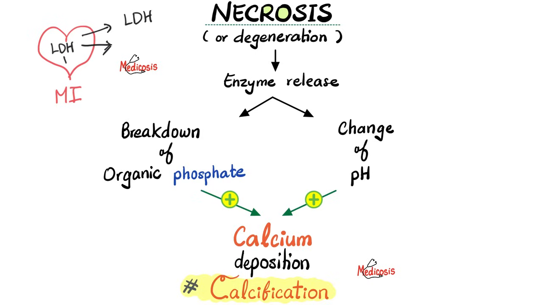LDH is going to be kicked out. How about Mr. Myoglobin? Kick it out, so it's going to increase in the blood. How about CKMB? Increases in the blood. How about something like troponin? Also increases in the blood because they are being kicked out of the cell because the cell has lost its membrane, which means all of the enzymes are going to leak outside.